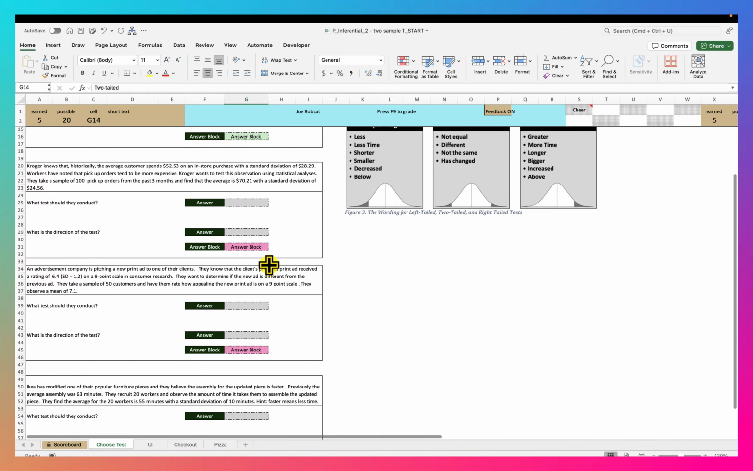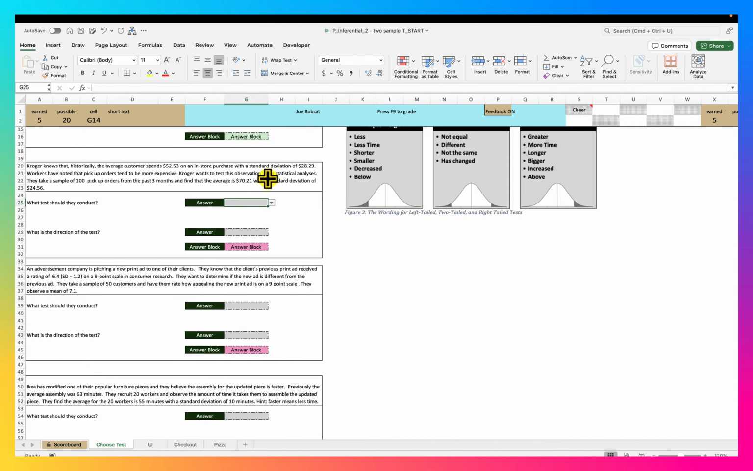Kroger knows that historically the average customer spends $52.53 on an in-store purchase with standard deviation of 28.29. Workers have noted that pickup orders tend to be more expensive. Kroger wants to test this observation using statistical analyses. They take a sample of 100 pickup orders from the past 3 months and find that the average is 70.21 with standard deviation of 24.56.